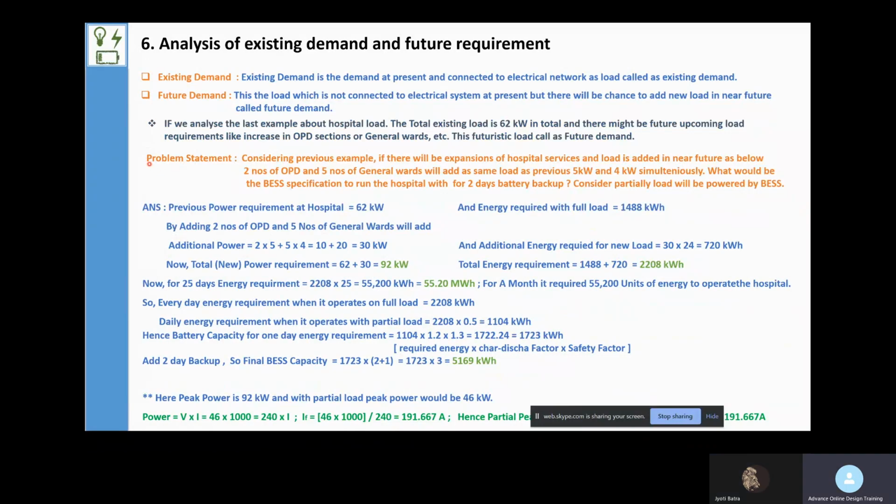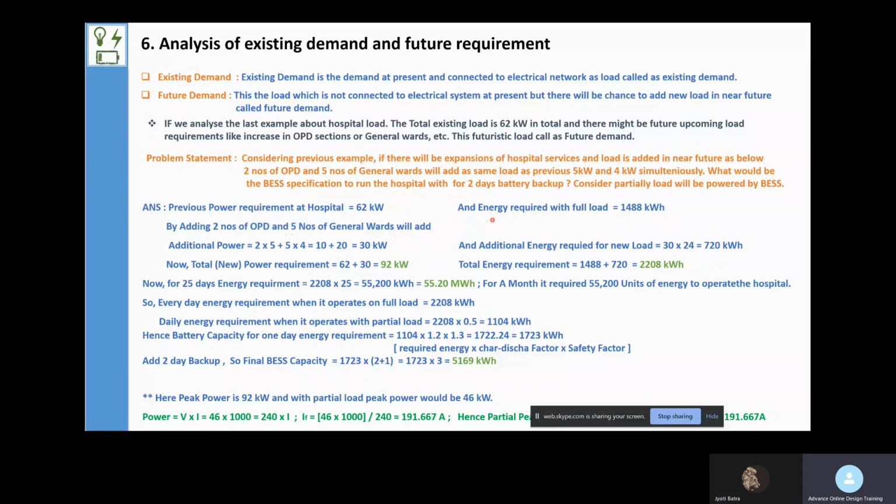Then we have to do this. We have the previous power, how much is it? It's 62. How much do we need to add? 30. Adding two numbers of OPD and five numbers of general wards, the additional power is 2 into 5 plus 5 into 4, which is 10 plus 20, 30. Now the total new power requirement is 92 kilowatt. 62 plus 30, right?